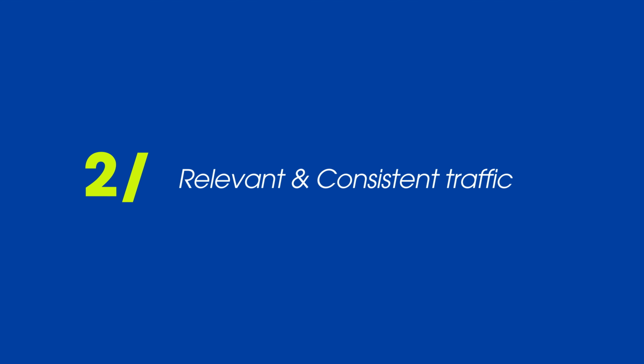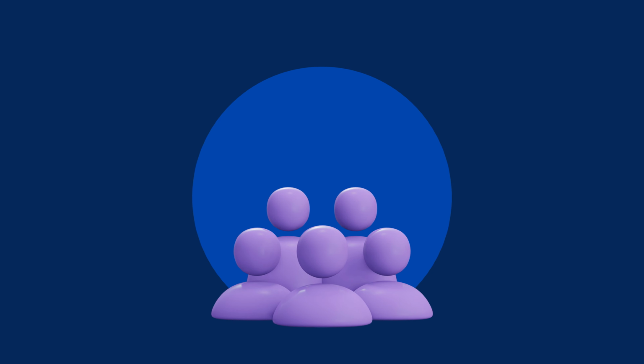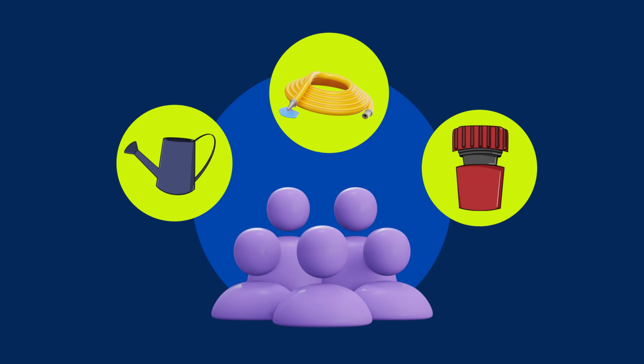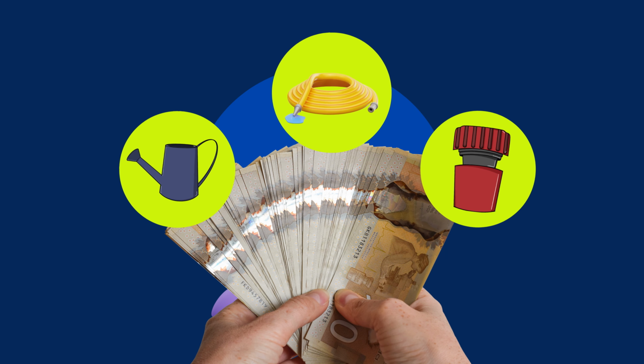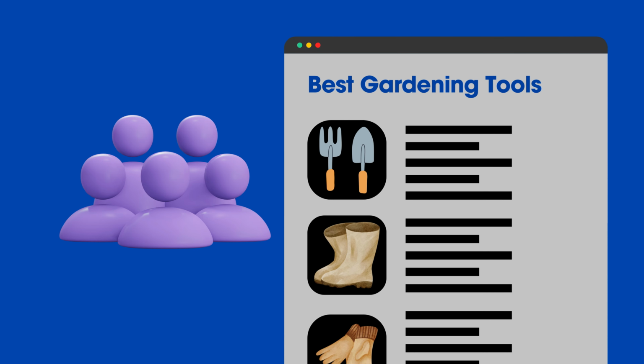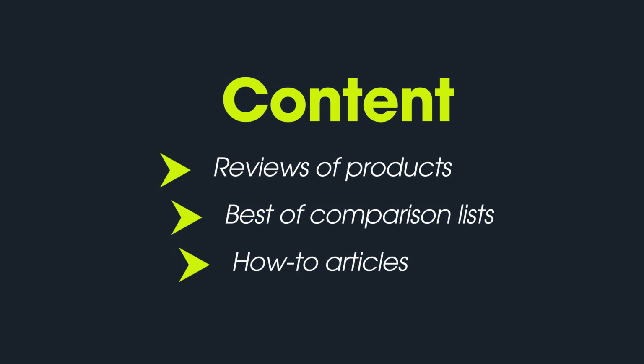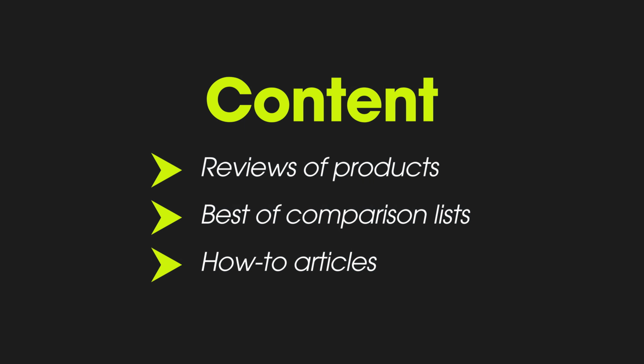The second thing you'll need is relevant and consistent traffic. Relevant traffic means that you're attracting visitors to your website that are interested in a topic and ideally want to make a purchase soon. And one of the most important parts to getting relevant traffic is by creating content, which will house information as well as your affiliate links. So that might be reviews of products, best of comparison lists, and how-to articles. We'll talk about how you can come up with these topics in a later module.